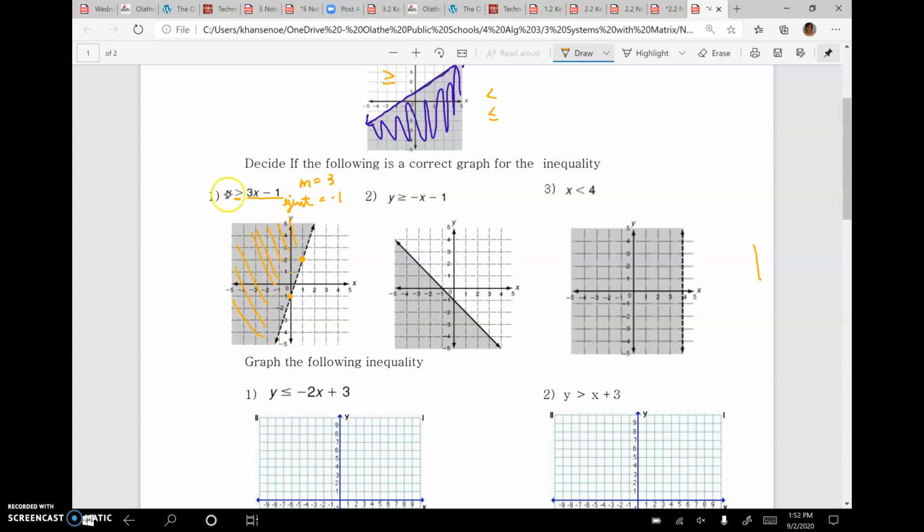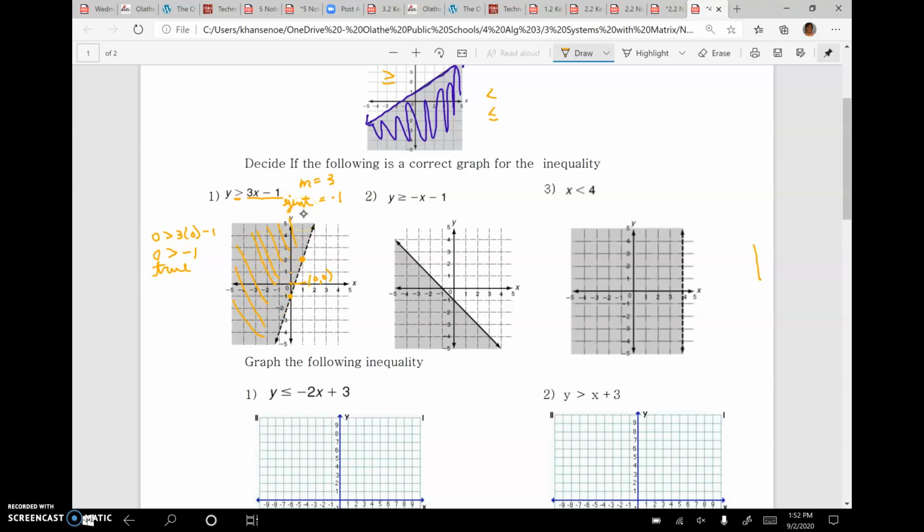Okay, so what I'm going to do is teach you a couple ways to figure that out. One, you can take this equation and you can plug in the point 0, 0. So if I plug that in, I get 0 is greater than 3 times 0 minus 1. So I get 0 is greater than -1. Is that true? This is true, so then you would shade above.